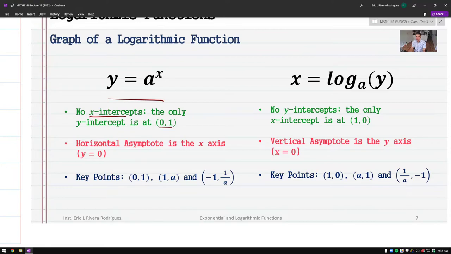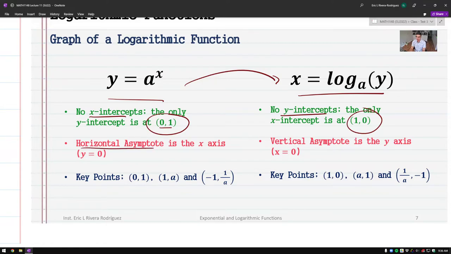So look how this changed. In the inverse, when we are working with the logarithmic function, there is not going to be a y-intercept, but the only x-intercept is going to be at what coordinate? Well, (1, 0). We interchange the coordinates. Now we have (1, 0) as the intercept, and that intercept is on the x-axis. It's an x-intercept, okay? The horizontal asymptote now becomes a vertical asymptote.